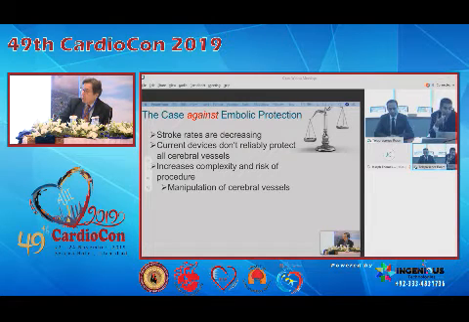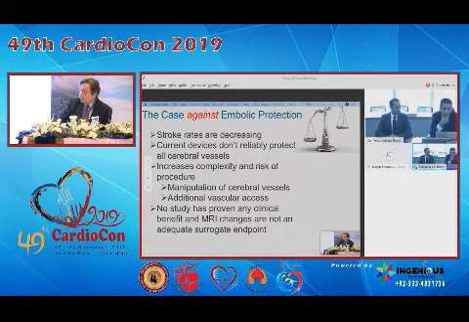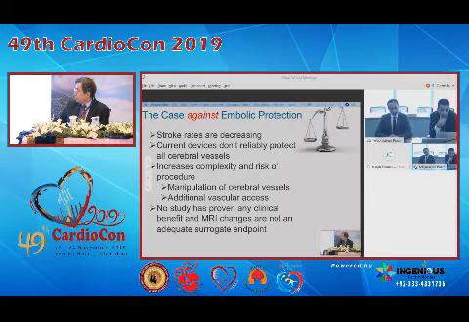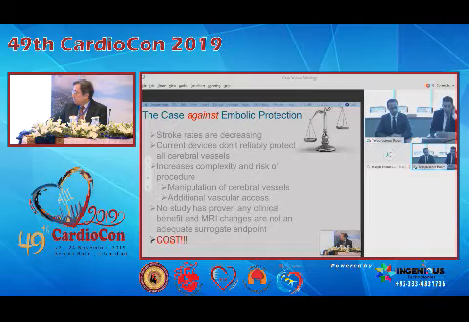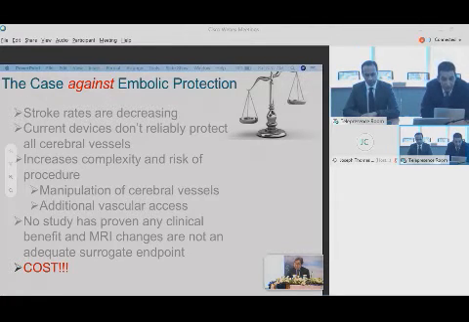They increase the complexity and the risk of the procedure, as there is manipulation of the cerebral vessels, you need additional vascular access, and no single study has proven any definite clinical benefit. And MRI changes, though important, are not necessarily an adequate surrogate endpoint for real clinical outcomes. But probably the biggest case against embolic protection is cost, and I think that's a major limitation, in settings from the developing world and the first world. The cost of these devices is also a major issue. Thank you.